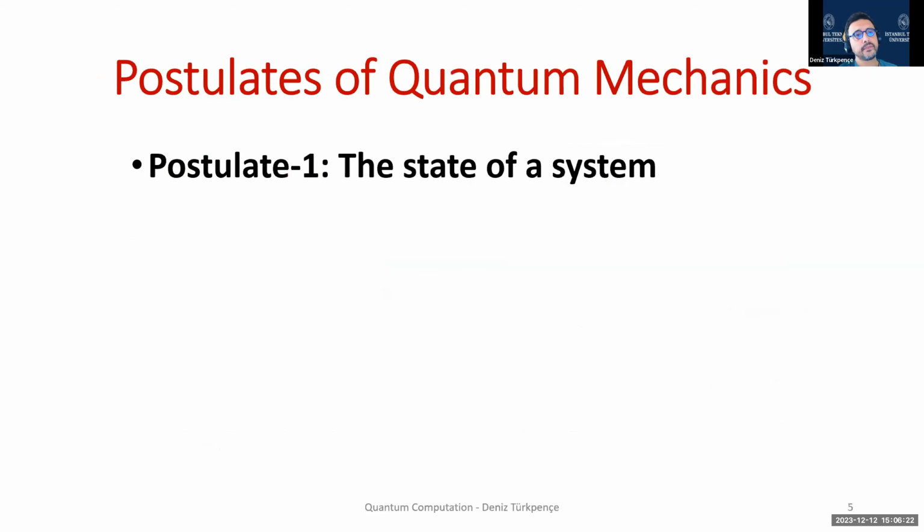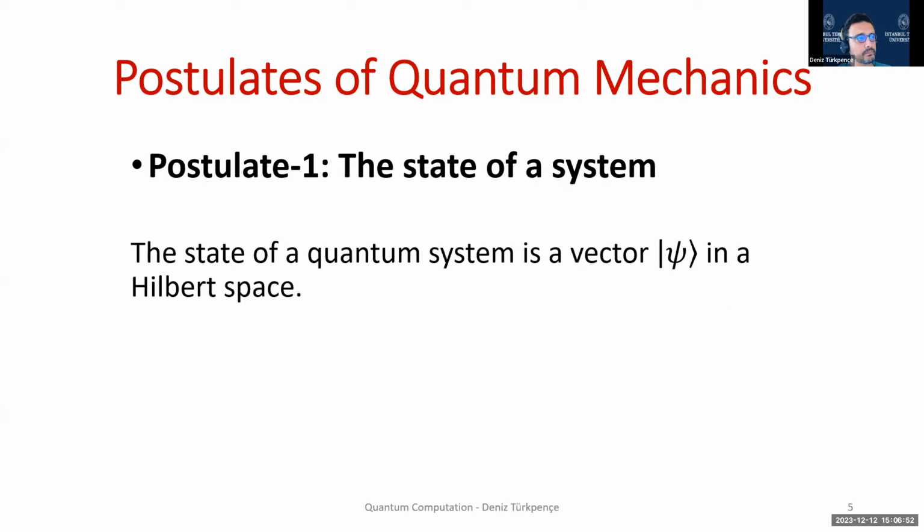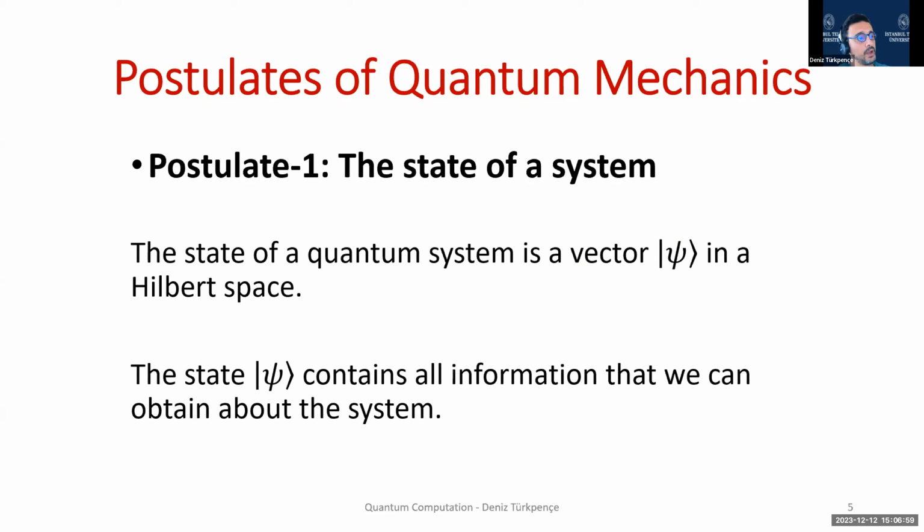Okay, now let's start from the postulates of quantum mechanics. In fact, this is not a quantum mechanics lecture. As I said, it's going to be a brief review of the mathematics of quantum computation based on complex linear algebra, but for motivation and intuition, we would like to review the postulates. The first postulate is about the state of a quantum system. The state of a quantum system is a vector in a Hilbert space, which is a complex vector space. The state, which we call psi or another symbol, contains all the information that we can obtain about the system.